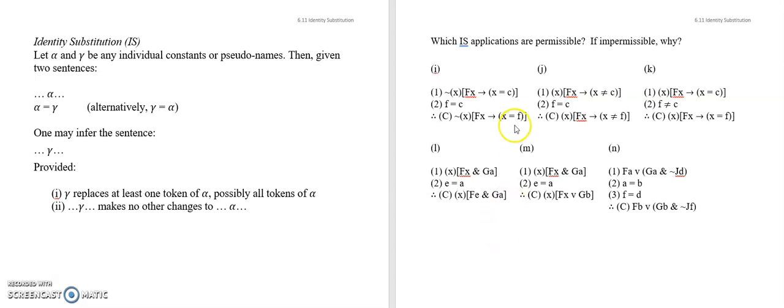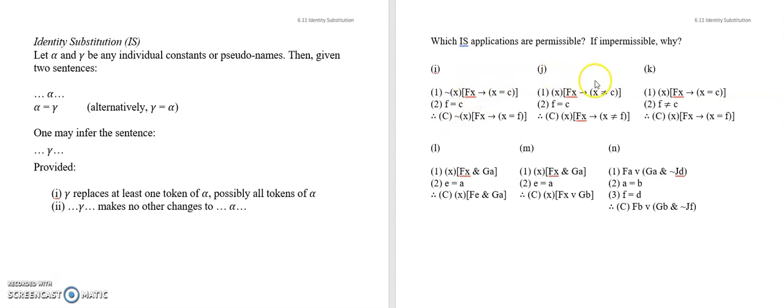Okay, hopefully you've had a chance to look at these, but let's go through them together nice and slow. This is just like the previous problem, except there's a leading negation here, and it does not change the validity of the application of IS. This is a legitimate application of IS. This is permissible. Feel free to go ahead and apply IS that way.